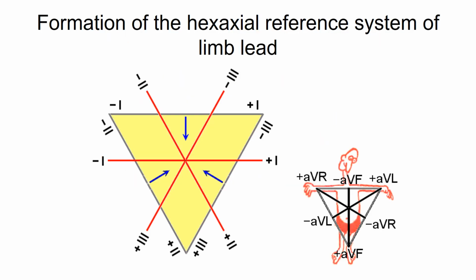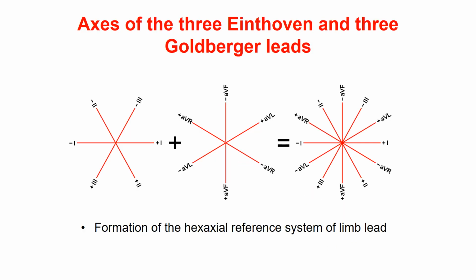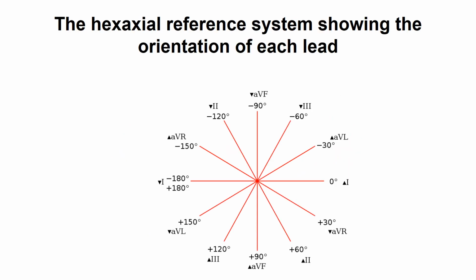Formation of the hexaxial reference system of limb lead. Let's divide the lead axes into positive and negative parts and unite their 0 points at one point arbitrarily chosen in space. Let's call the created coordinate system a 3-axis coordinate system according to Cabrera, or Bailey. We have already created a similar coordinate system for Goldberger leads, see figure on the right. Now we will combine the 3-axis coordinate systems for the Einthoven leads and for the Goldberger leads into a single 6-axis coordinate system according to Cabrera, Bailey. The hexaxial reference system showing the orientation of each lead.